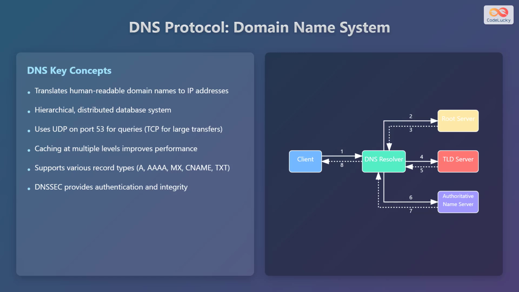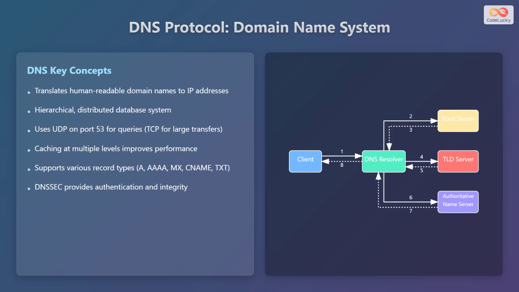Now let's explore the Domain Name System, or DNS protocol. DNS translates human-readable domain names to Internet Protocol addresses. It is a hierarchical distributed database system that uses User Datagram Protocol, or UDP, on port 53 for queries, and Transmission Control Protocol, or TCP, for large transfers.